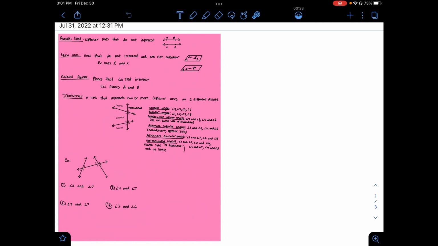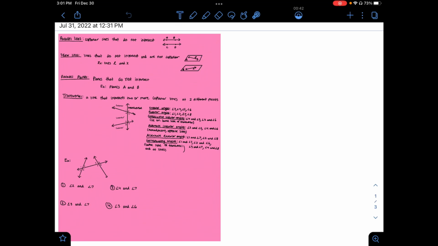And then skew lines are lines that do not intersect but are not coplanar. So for parallel lines, they were coplanar, so they were in the same plane. But for skew lines, they're in two different planes, but they'll still never intersect. So these are skew lines, those two lines.